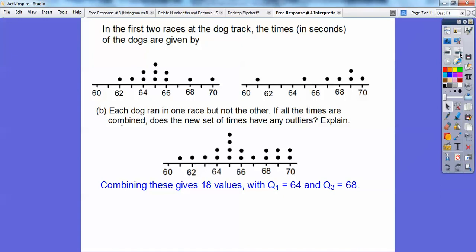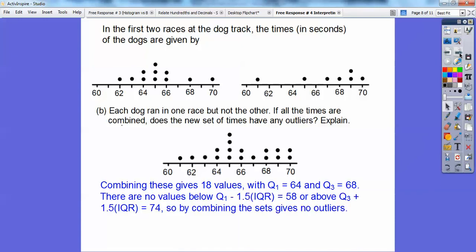There's no value that's below quartile 1 minus 1.5 times the IQR, or above quartile 3 plus 1.5 times the IQR, and I got 58, you guys. There's nothing below 58, and there was nothing above 74. So by combining these sets, there are no outliers. There's an outlier on this one, and there is no outlier when I combine these two, which is this guy right here.